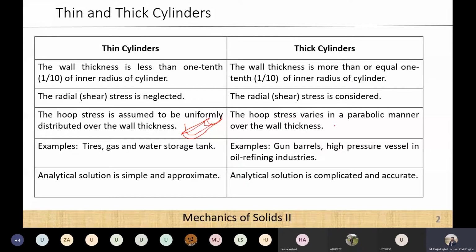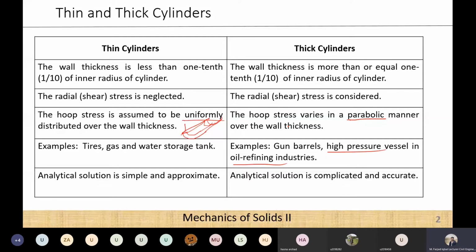But in the case of thick cylinder, the thickness is comparatively very large, and if you calculate the hoop stresses at different points along the thickness of the cylinder, you will see that the values are quite different from each other. And when you plot these values, they will vary in a parabolic manner. So this is one another difference between the workability of thin and thick cylinders. And common examples are high pressure vessels or oil refining industries, which used to have liquids at a high pressure stored in the cylinder. So that is why the cylinders that are used in such kinds of industries are thick cylinders.